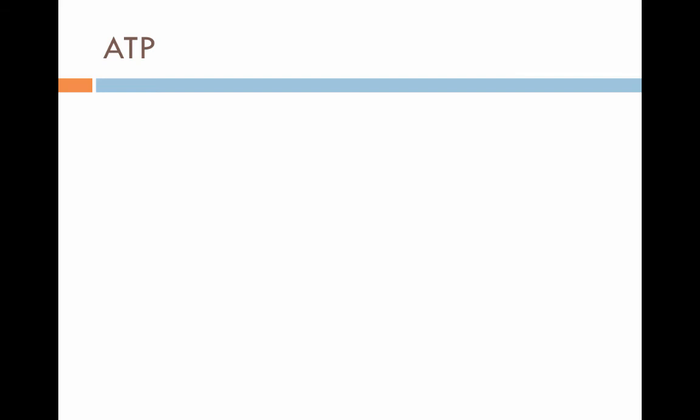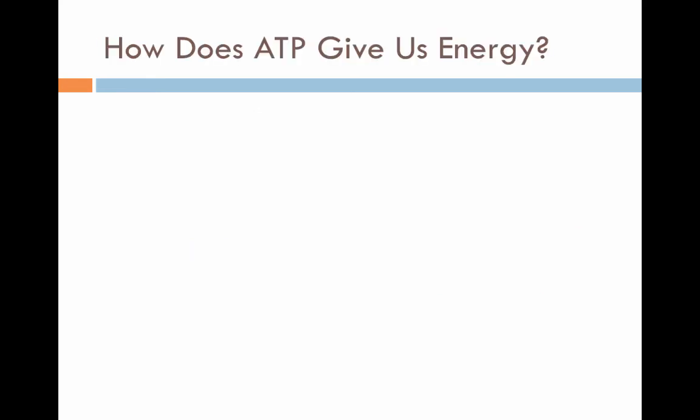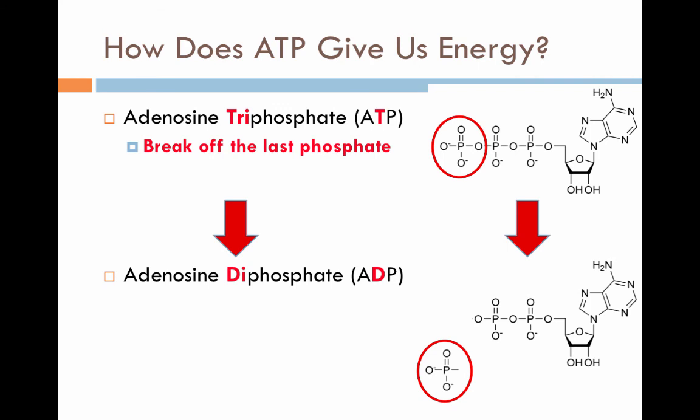Remember ATP? ATP stands for adenosine triphosphate and is the energy of our cells. It is made of 3 parts, a base, a sugar, and 3 phosphates. This should look familiar. How specifically does ATP give us energy? Well, ATP, remember, is a triphosphate molecule. It has 3 phosphates. If you break off the last phosphate of ATP, you then get adenosine diphosphate, 2 phosphates.